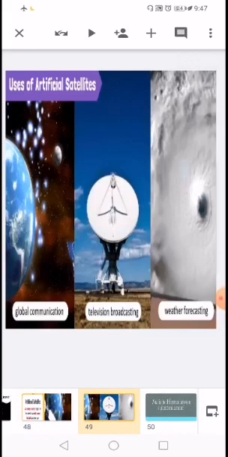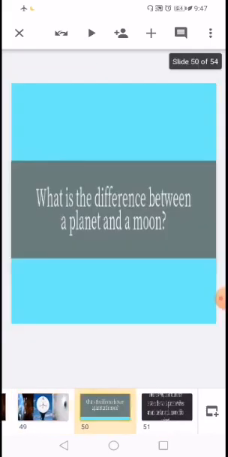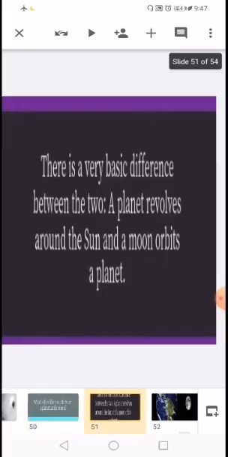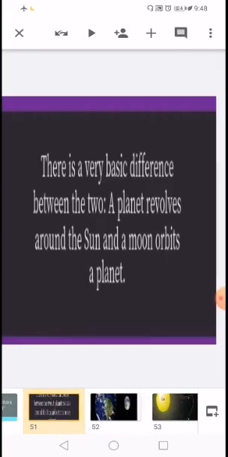Now the question is, what is the difference between a planet and a moon? There is a very basic difference between the two. A planet revolves around the Sun and a moon orbits a planet. It means that the Moon revolves around the planet, that is the Earth. So the Moon revolves around the Earth and the planets revolve around the Sun. So this is the difference between a planet and a moon.